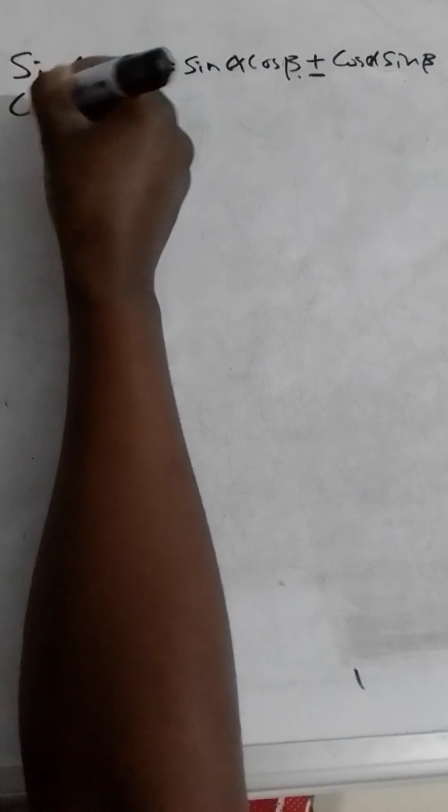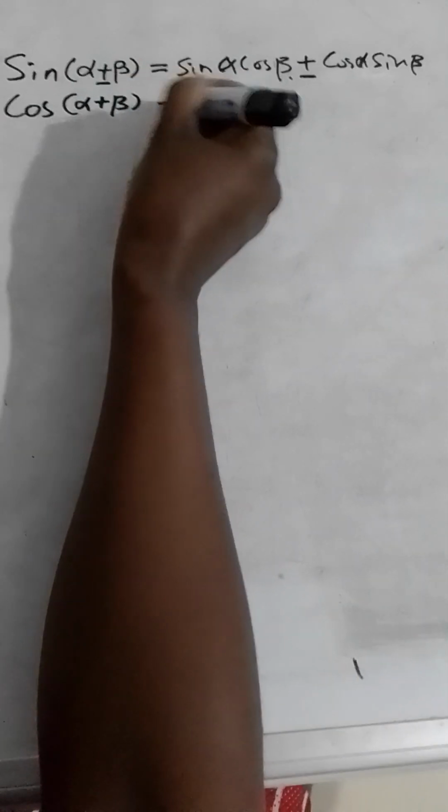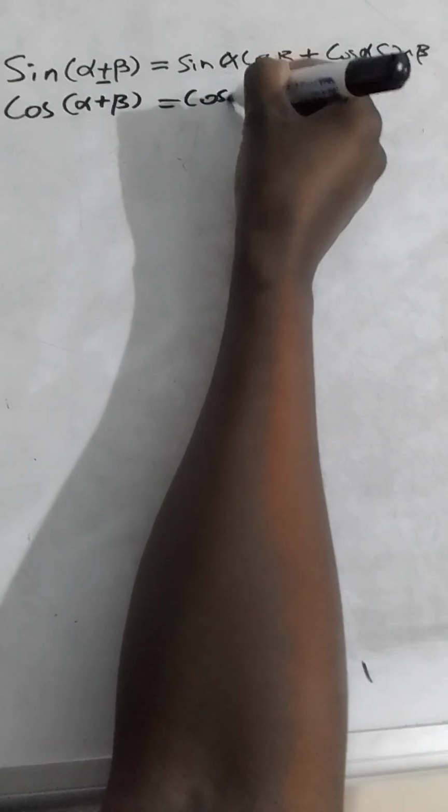Okay. And then for the cos, we have what? Cos alpha plus beta will be equal to cos alpha cos beta minus sine alpha sine beta. My bad, sorry. And to remember this one, we'll say co psi psi or co c c.